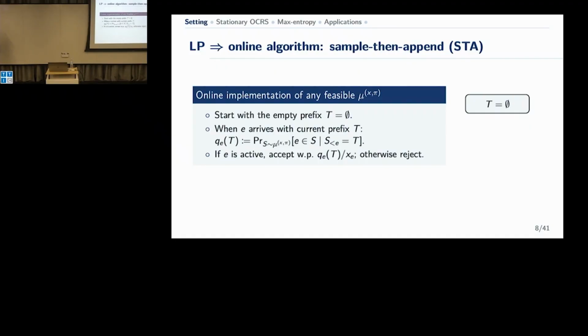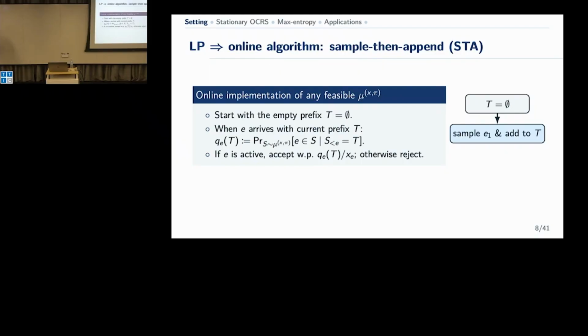Given a feasible solution mu superscript x pi from the previous LP, I'm going to compute this quantity QET, which is basically the conditional probability that E is selected in that joint distribution, conditional on the particular prefix. In this case, at the beginning, it's going to be the empty set. And if the element is active, I'm going to select it with probability QET divided by XE. And this ratio is always between 0 and 1 because of the feasibility of mu. Right? And let's do that. So I'm going to select E1 and add it to the T.